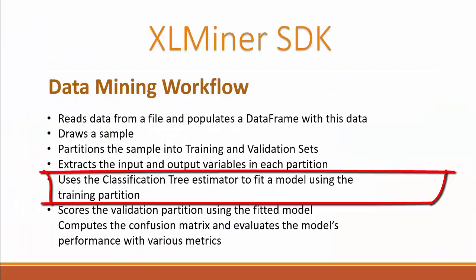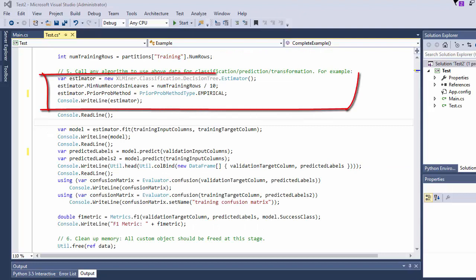Now we call an algorithm here, the classification tree, to use the above data for classification. First, a new classification tree estimator called estimator is created and two parameters are set. The minimum number of records in leaves is set to 10% of the total number of records in the training data, and the method for computing prior probabilities is set to empirical.